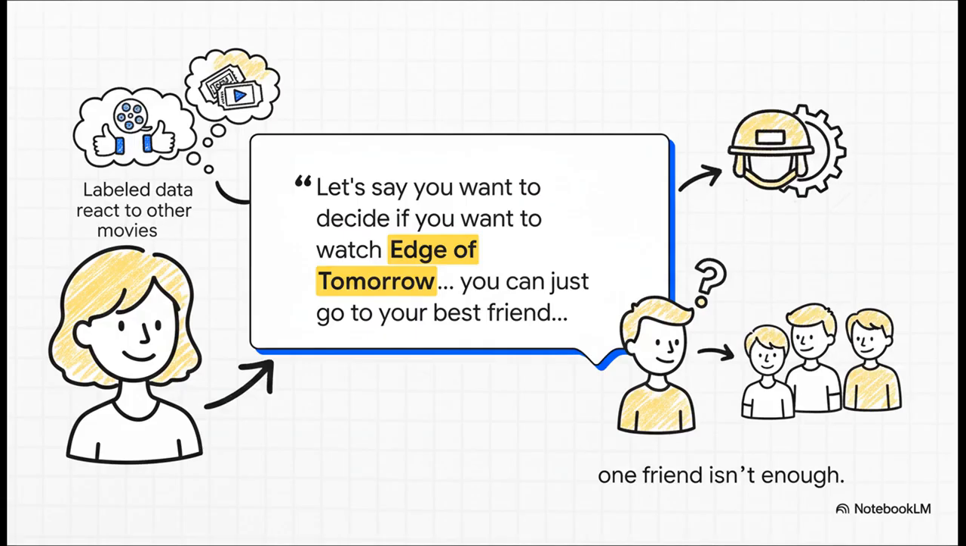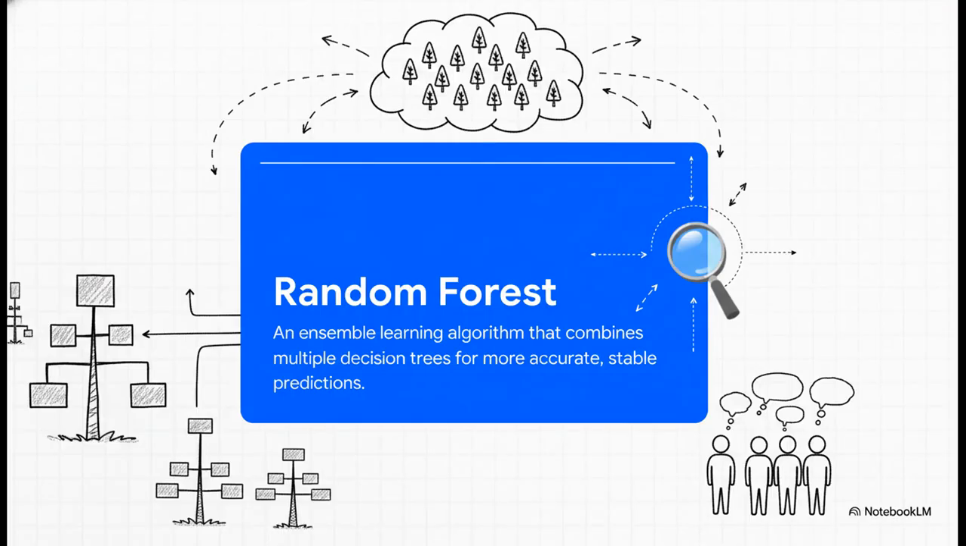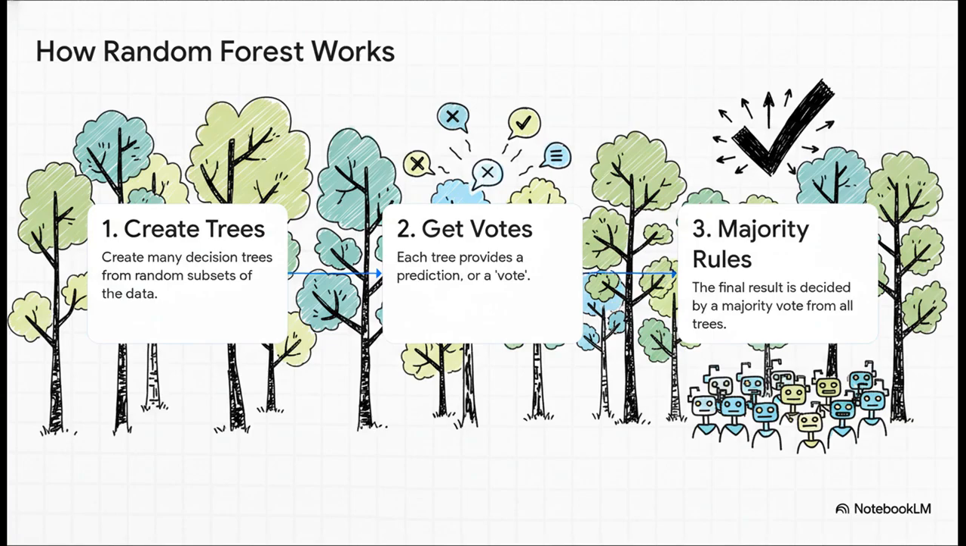But in the real world, just relying on one friend's opinion, it's not always the best bet. So, what do you do? Well, you ask a whole group of your friends, of course. And that's exactly where an algorithm like random forest comes in. In the world of machine learning, each one of your friends is what we call a decision tree. And by combining the opinions of hundreds or even thousands of these trees, the machine's final guess gets way, way more accurate.